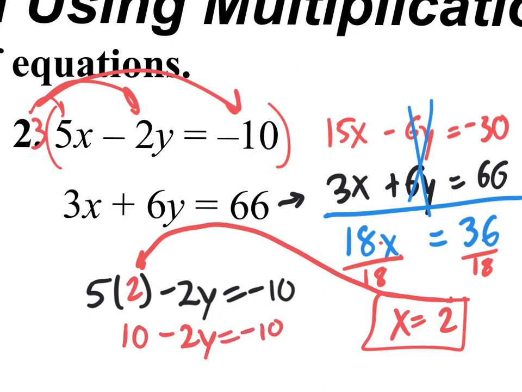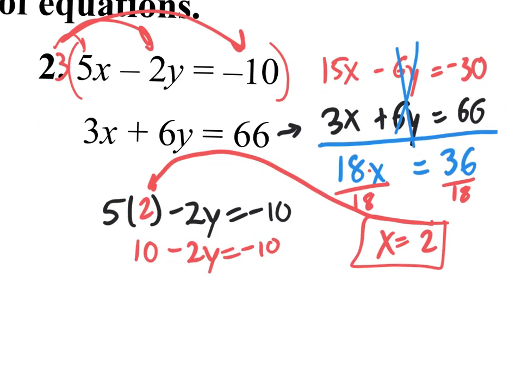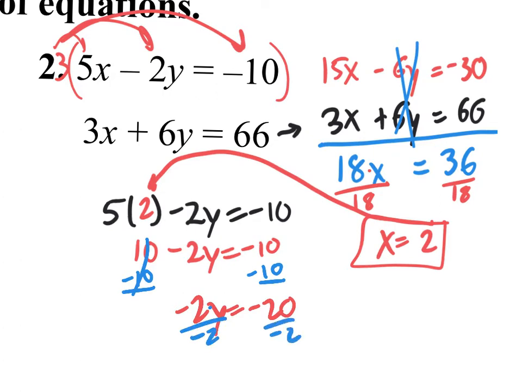So I have 2 more steps to solve this equation. I have to get rid of that 10 by subtracting 10, and you will get negative 2y equals negative 20. And then to get rid of the multiplication of negative 2 in front of the y, divide by negative 2, and that will give us y equals positive 10.